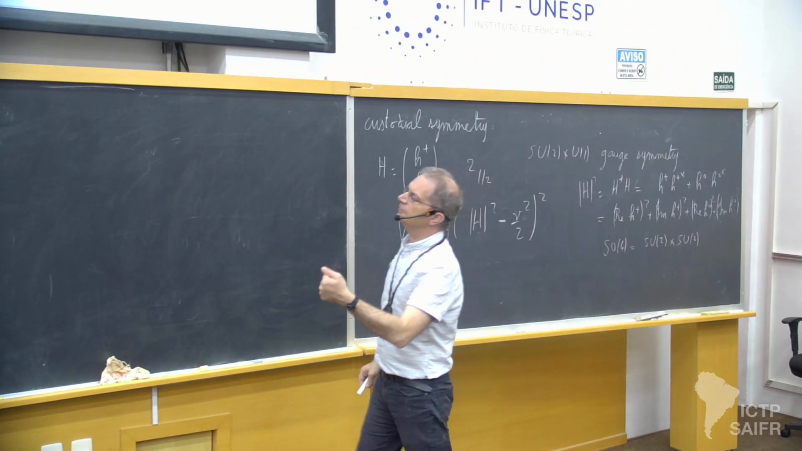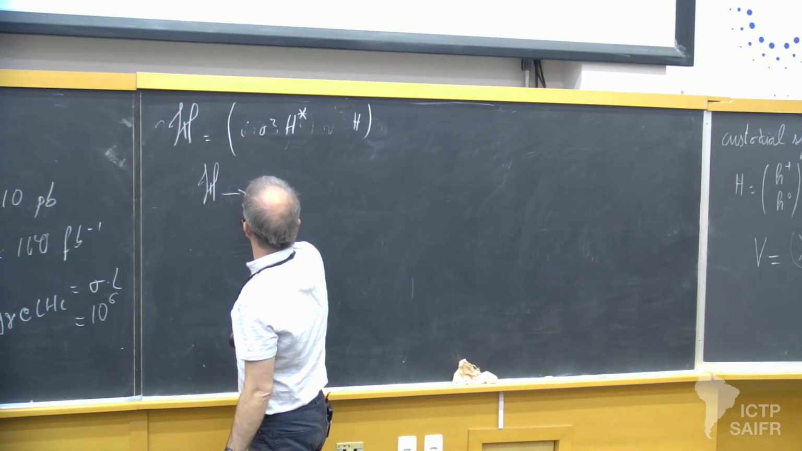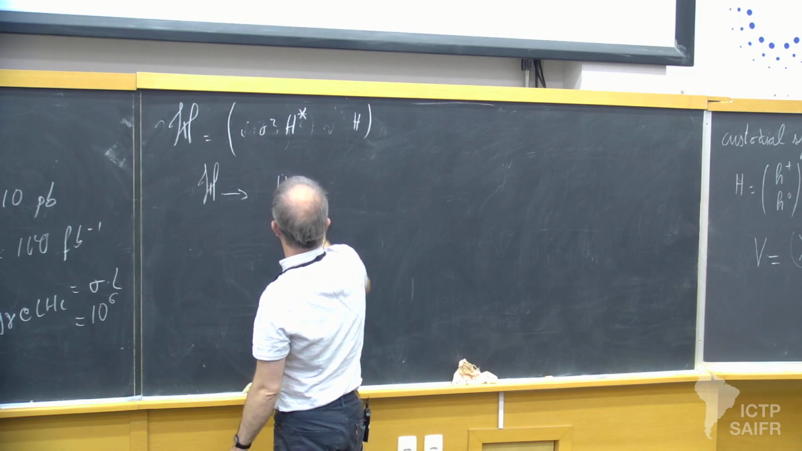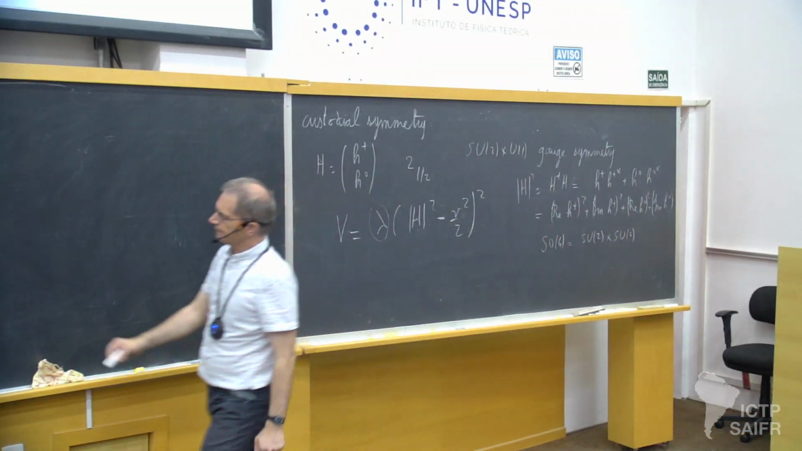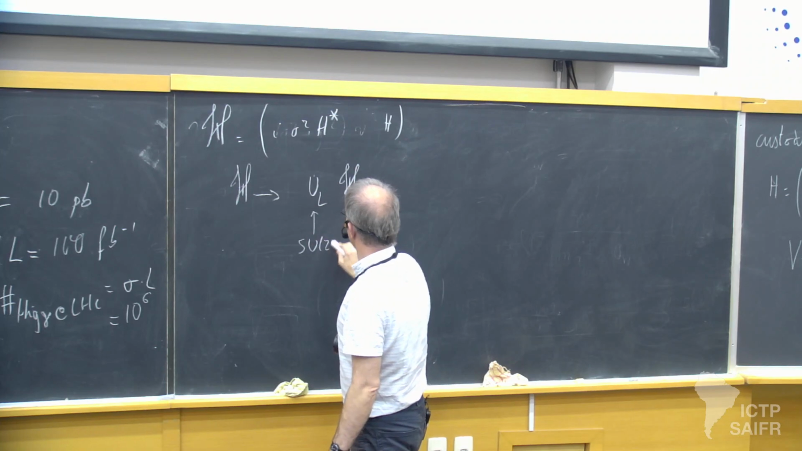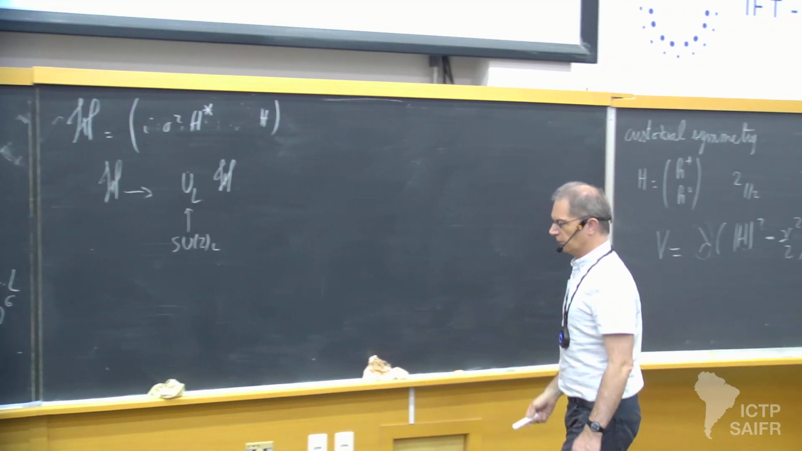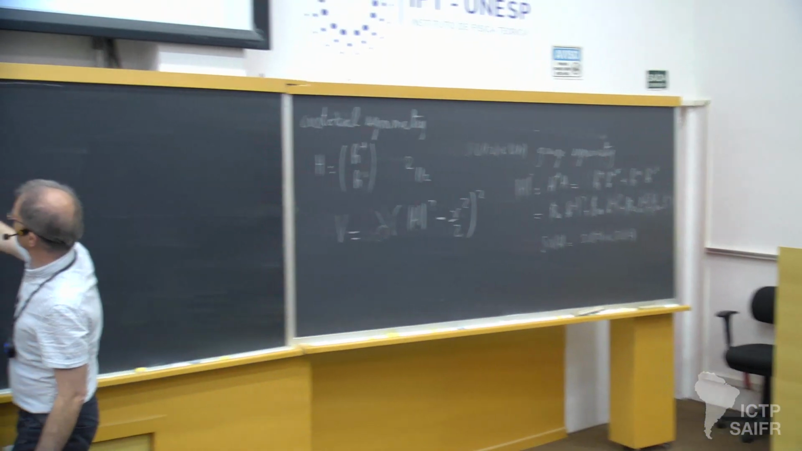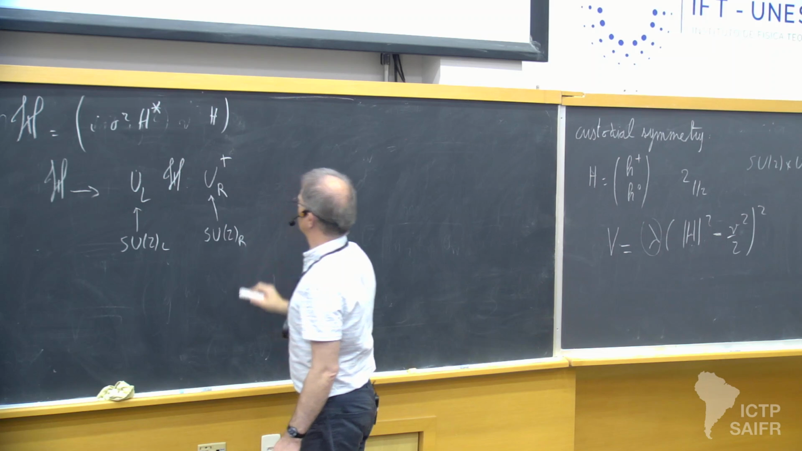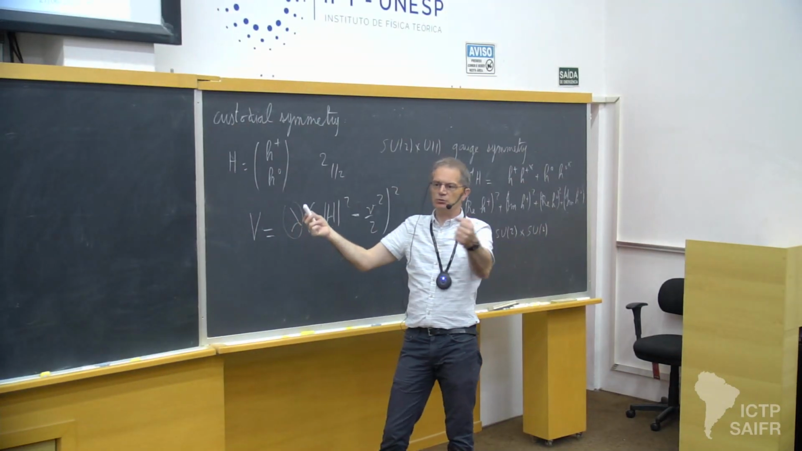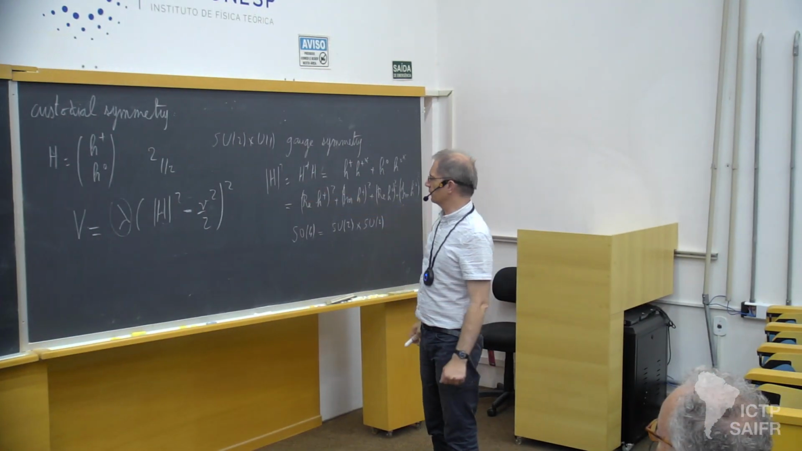And clearly, the SU(2) left symmetry acts on the left of this matrix. So under SU(2), this matrix H will transform as U_left H. That's the action of the SU(2) left symmetry. But now it's a 2 by 2 matrix, so you can also perform rotations among the columns. So this is just U_right dagger. This is the SU(2) right symmetry. So you have a matrix that transforms as SU(2) left cross SU(2) right. So now we can try to rewrite this potential in terms of this matrix.